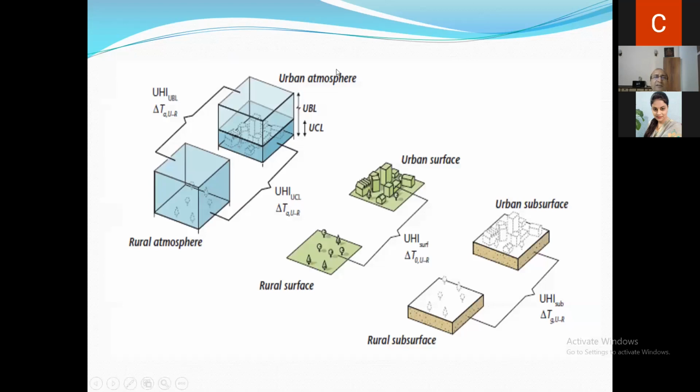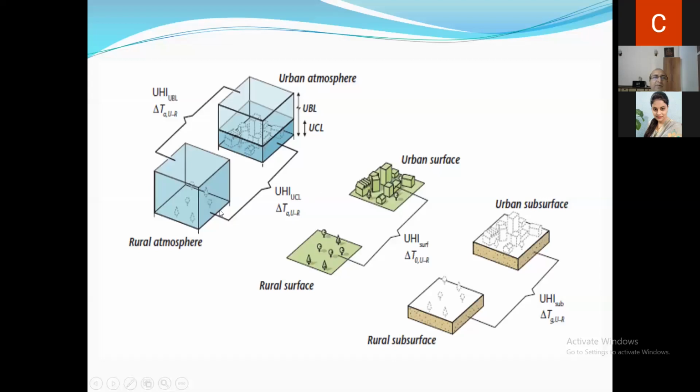Now, this is the schematic to show you these different kinds of urban heat islands. This is delta T UHI subsurface, that is delta T U minus R, urban minus rural. What is the temperature difference in the subsurface? The temperature of the subsurface of the urban area minus the temperature in the subsurface of the rural area. So that is delta T U minus R. Then this is the surface urban heat island, UHI surface. This is delta T 0 because the elevation is not below the surface, it is at the surface level. So what is the temperature of this surface as compared to the temperature of this surface?